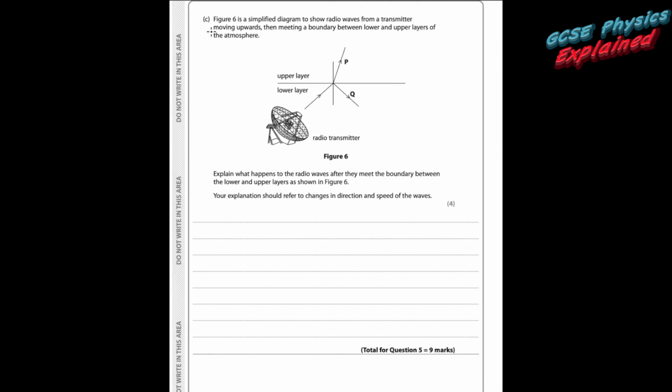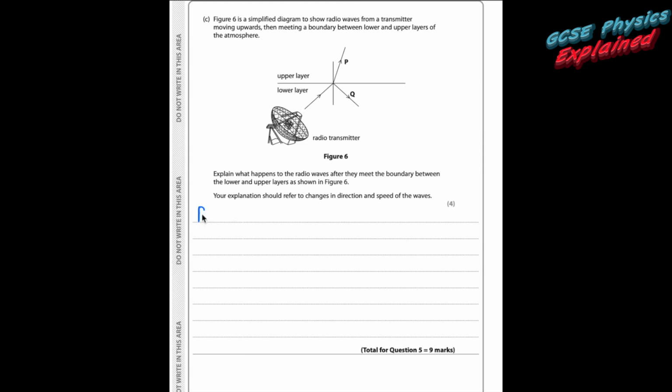Part C. Figure 6 is a simplified diagram to show radio waves from a transmitter, moving upwards, then meeting the boundary between lower and upper layers of the atmosphere. Explain what happens to the radio waves after they meet the boundary between the lower and upper layers as shown in figure 6. Your explanation should refer to changes in direction and speed of the waves.